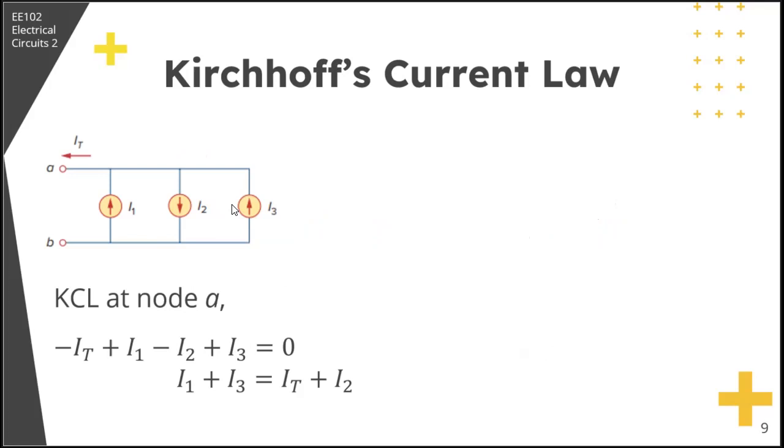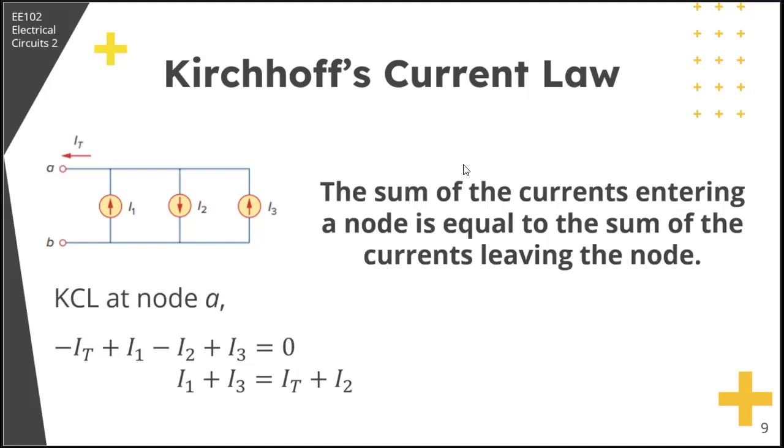Another thing to note is that the first equation can be rearranged such that the currents entering are on one side, while the currents leaving are on the other side. IT and I2 are leaving, so on one side, and I1 and I3 are entering, so on the other side. So the alternative statement for KCL can be this one: the sum of the currents entering a node is equal to the sum of the currents leaving the node. As you solve more problems, you'll find out that it is useful.